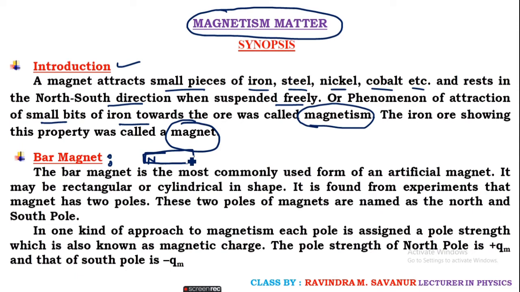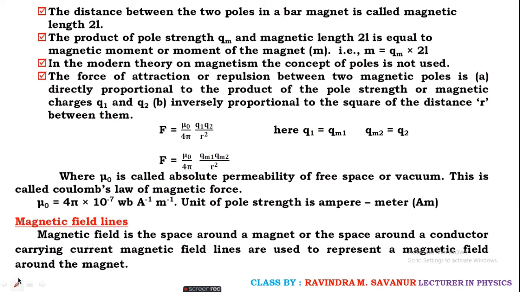and the bar magnet has two poles, one north and another is what? South, and it has pole strength, one is the north pole and the other is the south pole. Based upon the poles, they are separated by a distance that is called 2L, and the product of pole strength and that 2L gives me what? A magnetic moment, and the magnetic moment formula is mentioned here. M is equal to Qm into 2L.